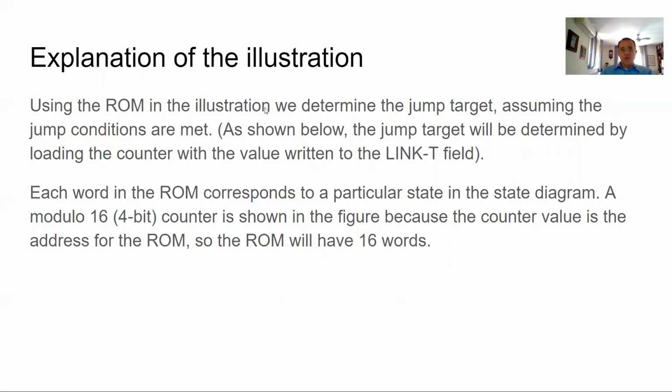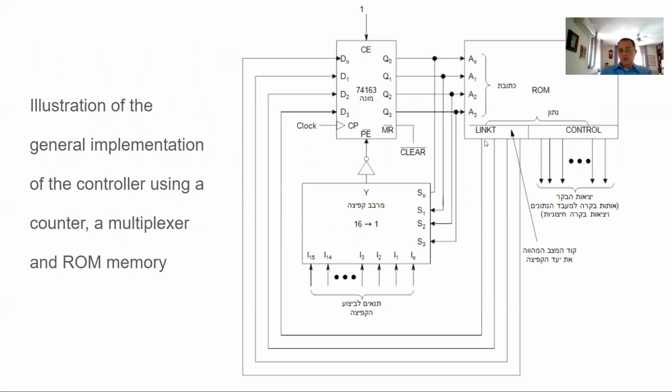Right, using this ROM in the illustration, we determine the jump targets. Exactly, like I explained. Assuming the jump conditions are met, as shown below, the jump target will be determined by loading the counter with the value written in the linked T field. Oh, that's what I just explained.